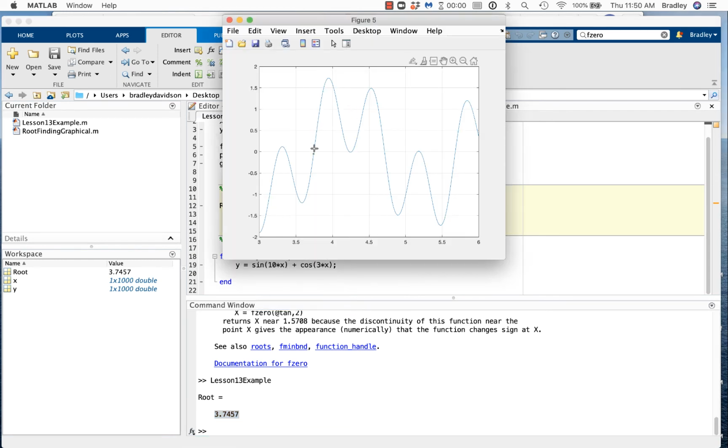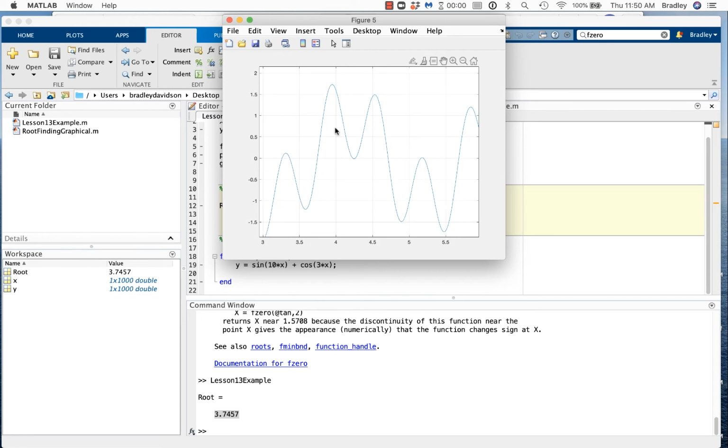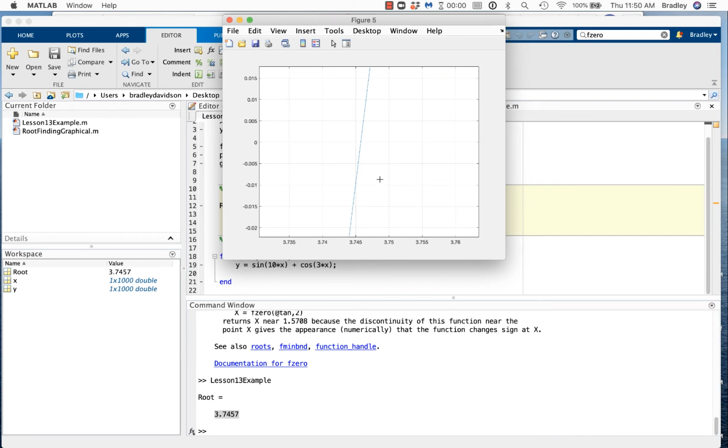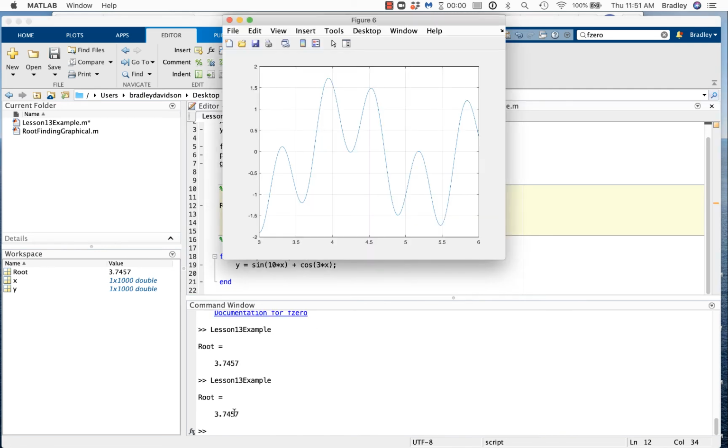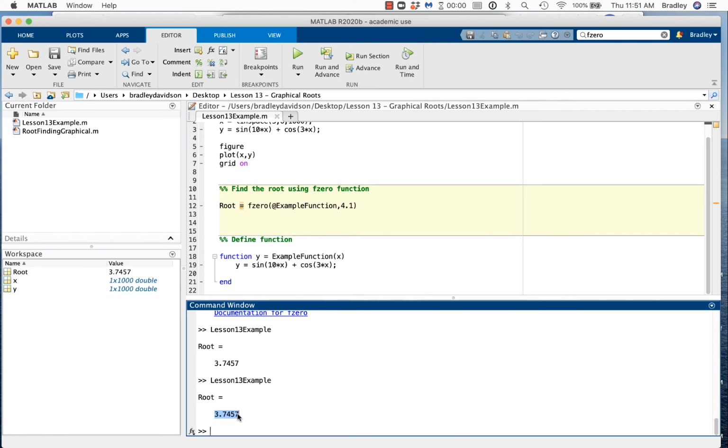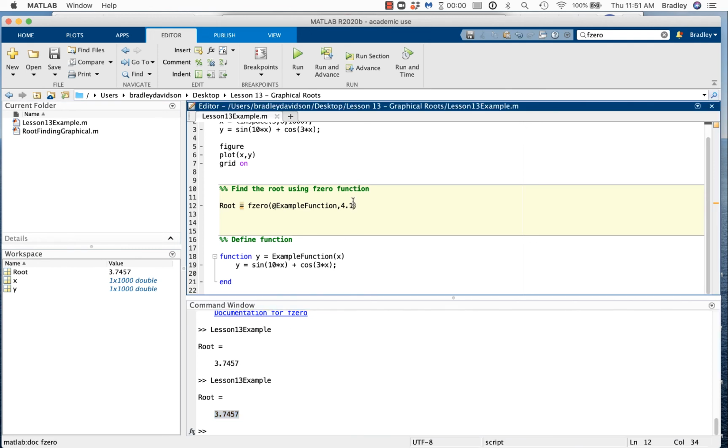And if we zoom in here, we should see that the root is indeed 3.7457. But what it's telling us is that we didn't get close enough in our guess. So let's try 4.1 instead. And so even with 4.1, we get the same root. It's finding the same root, 3.7457. We're not getting close enough. So let's try 4.2.